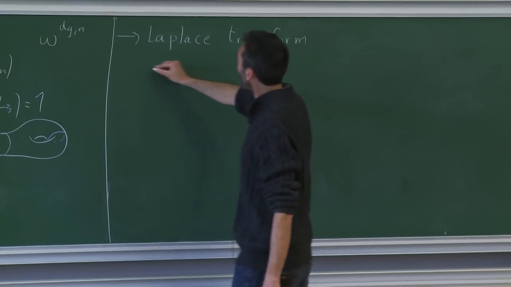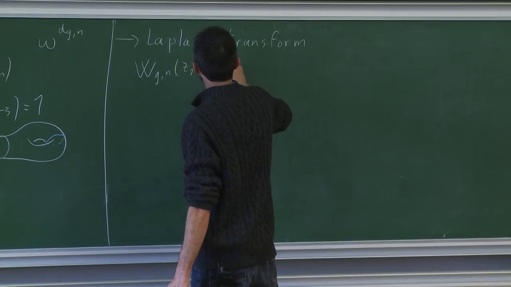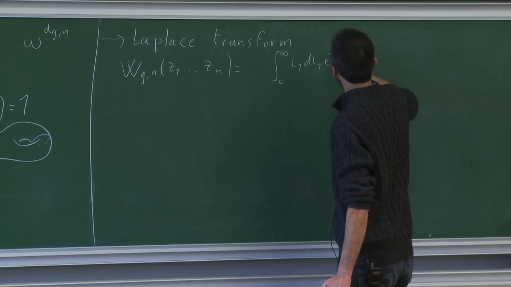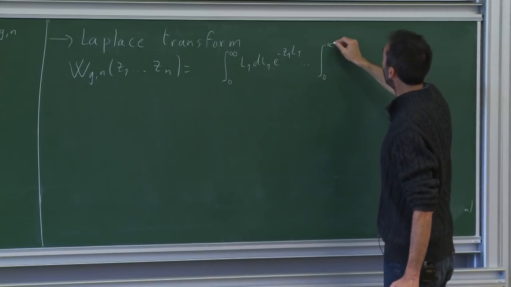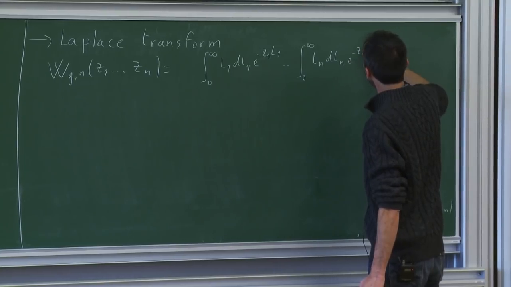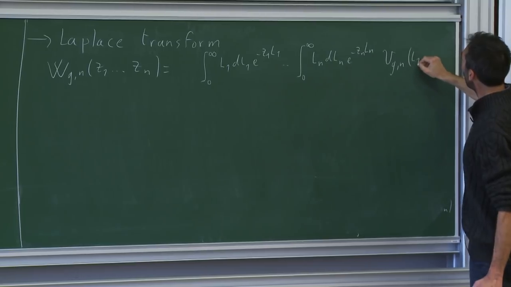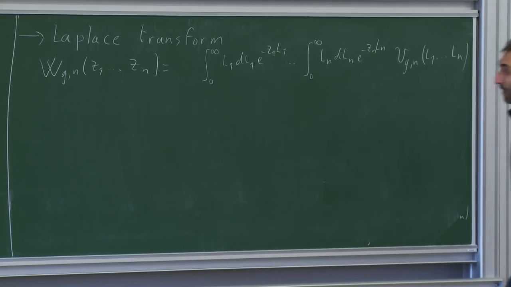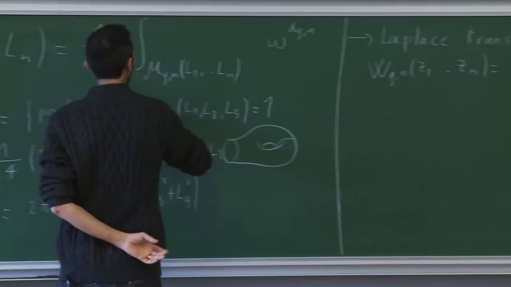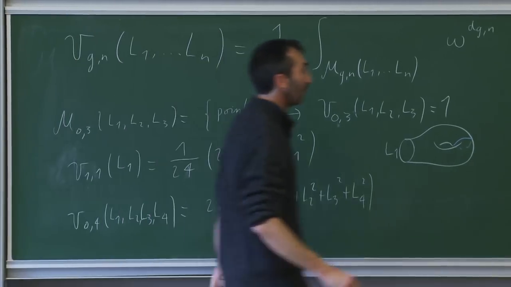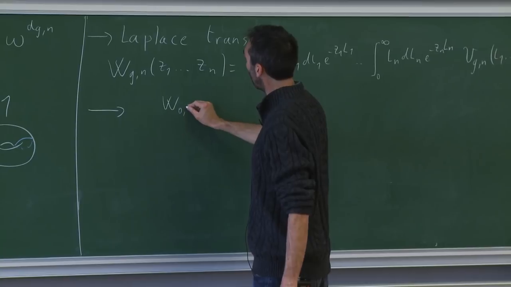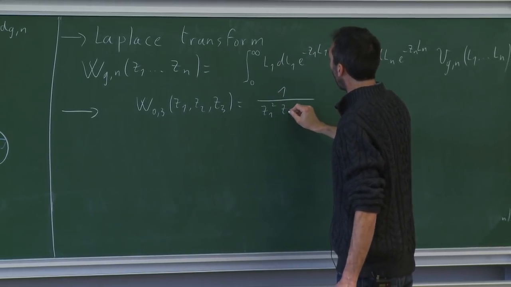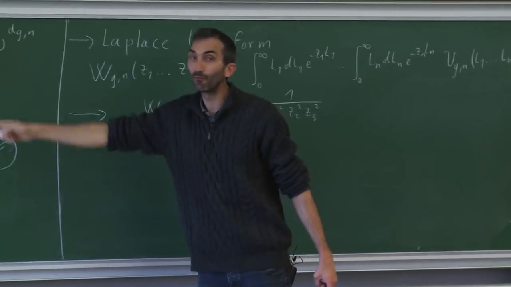So let me first Laplace transform and define W_{g,n}(z_1,...,z_n) as just the integral from 0 to infinity of L_1 dL_1 e^{-z_1 L_1}, ... L_n dL_n e^{-z_n L_n} times this volume V_{g,n}(L_1,...,L_n). So you just Laplace transform. Oh sorry, it was here V_{0,3}, of course. So if you do this Laplace transform, it's easy to see that W_{0,3}(z_1,z_2,z_3) is just 1 over z_1 squared, z_2 squared, z_3 squared. You just compute the Laplace transform of 1.